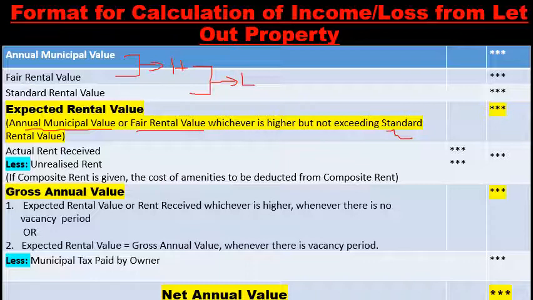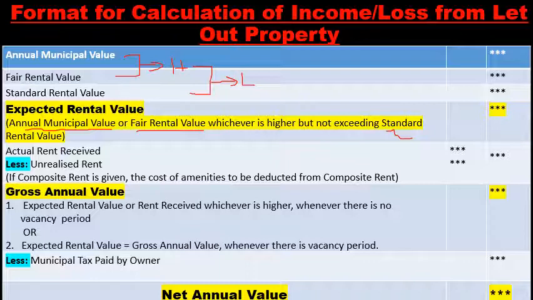So those are the three cases for the calculation of actual rent. Actual rent received, less unrealized rent if there is any unrealized rent of the previous year related to this house property. Then composite rent: if the composite rent is given, then you have to deduct the cost of amenities provided by the owner to the tenant.